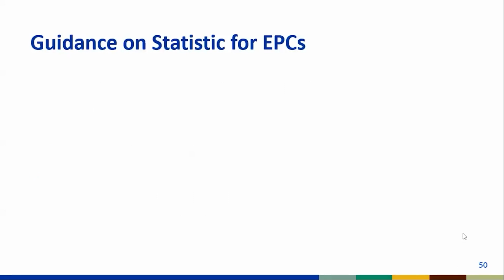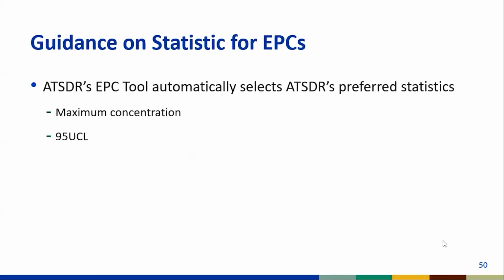I mentioned earlier that there are several tools that can be used to calculate 95 UCLs. ATSDR's EPC tool automatically identifies the appropriate statistical method to use when calculating 95 UCLs based on the criteria outlined in the guidance, and then automatically calculates the appropriate 95 UCL using that method. Additionally, if the maximum detected concentration is more appropriate than the 95 UCL, the EPC tool will return that value instead.